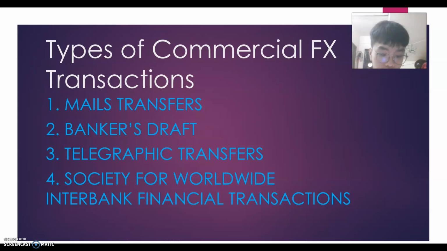The second FX transaction is the banker's draft. A banker's draft is a check usually issued in foreign currency. The procedure for the application for a draft is similar to that of mail transfers. The main difference is that the customer has to send the draft to the beneficiary himself. Banker's drafts are not so popular compared to mail transfers or telegraphic transfers.